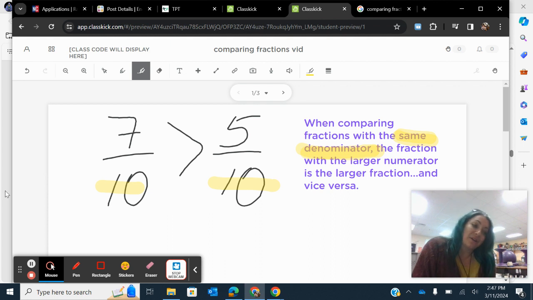Tomorrow, we are going to talk about comparing fractions with the same numerator, and what you find out may surprise you.